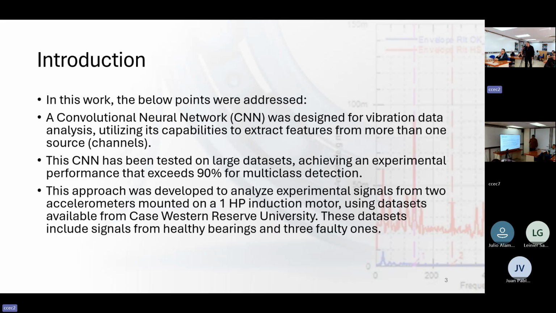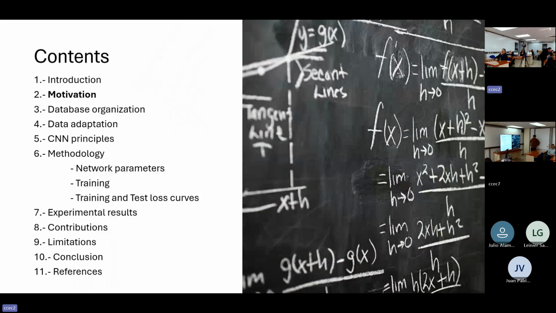The main goal of this work is to classify and distinguish between failures using vibrational data. We propose a convolutional neural network to solve this problem with large datasets. This approach was developed to analyze experimental signals from two accelerometers. It's a multi-channel analysis in this work. And well, let's go.